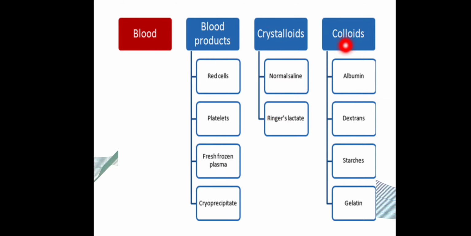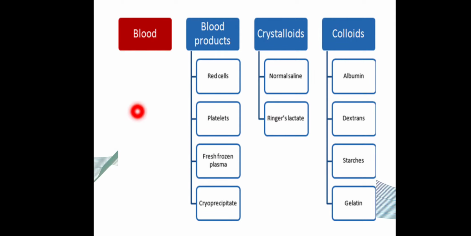Colloids are not soluble in water, they are inert substances, and they are basically also known as plasma expanders. Actually, crystalloids are also plasma expanders, but we particularly use this terminology, plasma expander, for colloids only. So basically they are inert substances, not soluble in water, which can be used to expand the volume of plasma. So albumin, dextran, the starches, gelatin, these are the colloids.